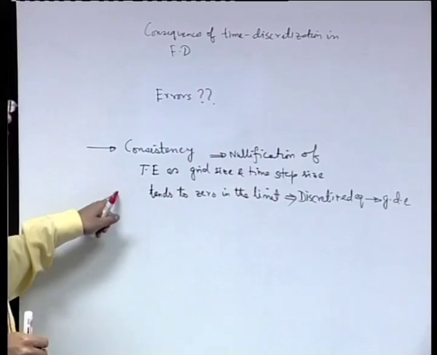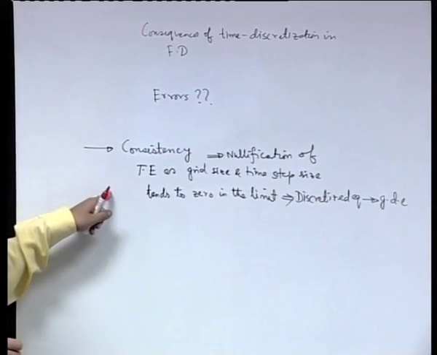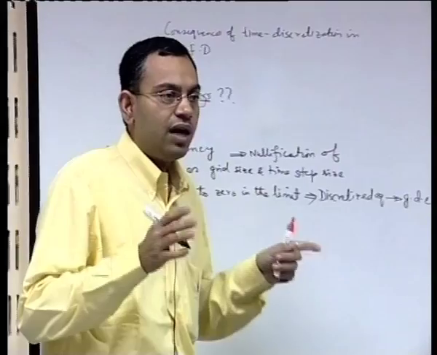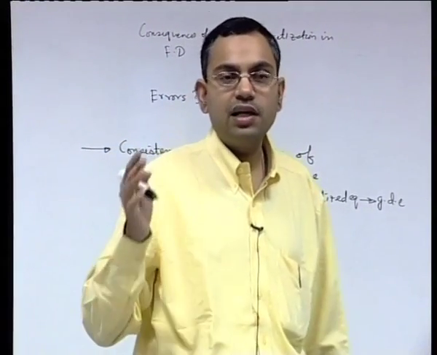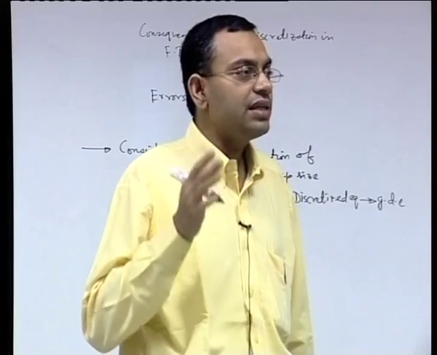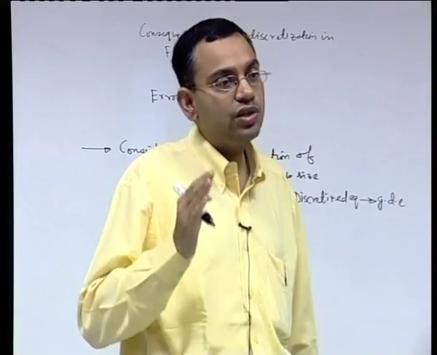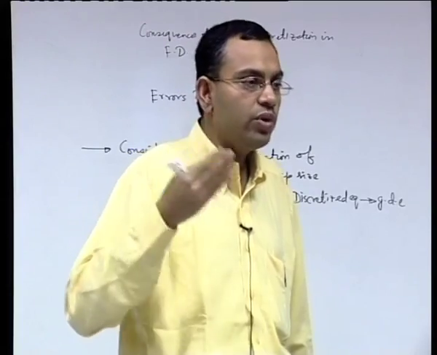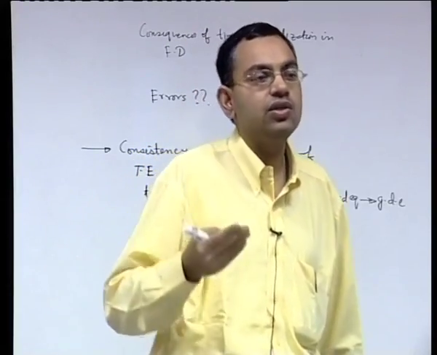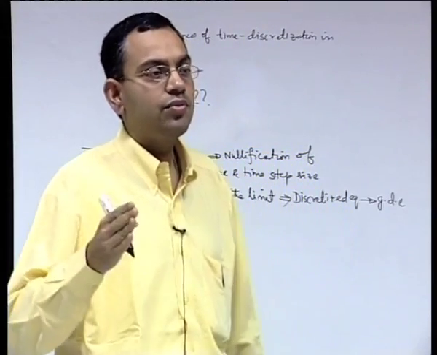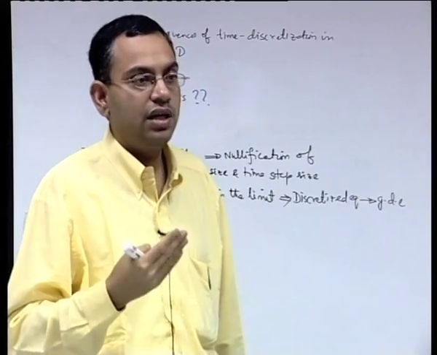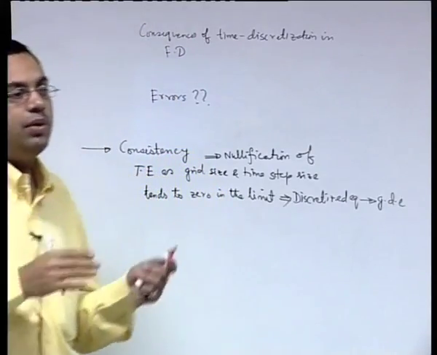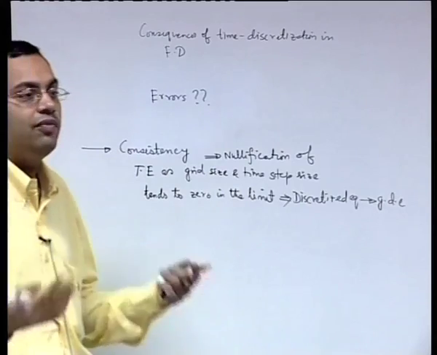So, a scheme will be consistent. How do you test it? You can test it by checking the truncation error. The truncation error will have certain terms which will be functions of delta x and delta t. You put the limit as delta x tends to 0 and delta t tends to 0 separately, and see that when you consider them together, the terms which contribute to the truncation error tend to 0.